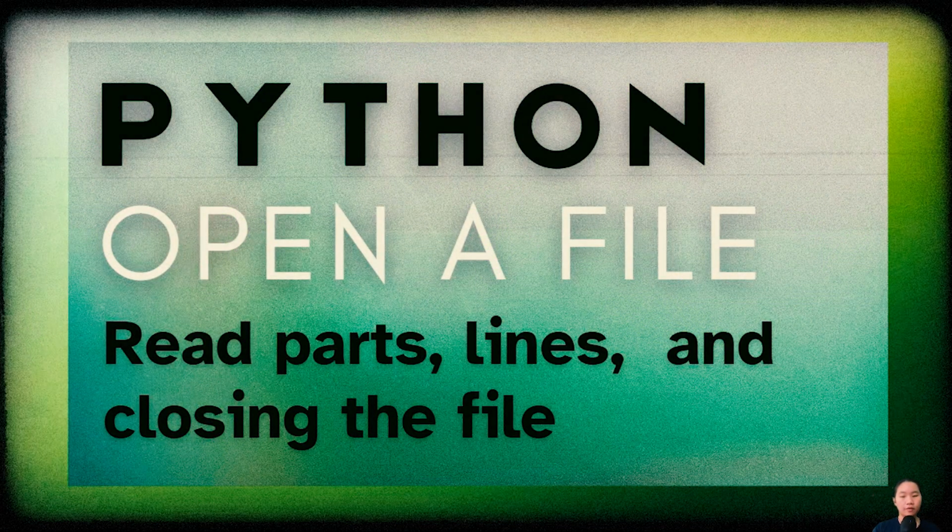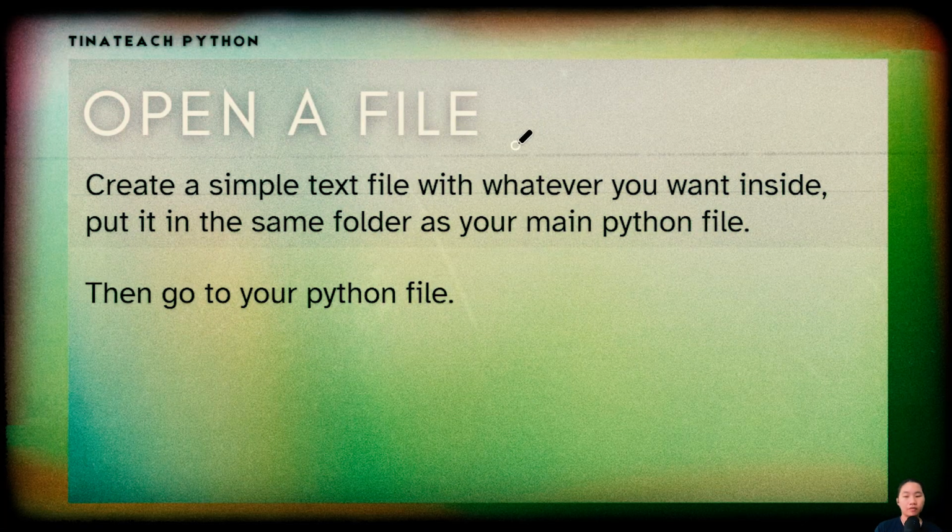Today's topics are opening a file, reading the whole file, parts of a file, certain lines of a file, and then closing the file. First off, opening a file. You can go to the folder that you have your main Python file in, and create a simple text file, and you can put whatever you want inside, okay? Let's do this first before we modify our Python file. You can put, oh, hello, or good evening, or like, this is a text file.